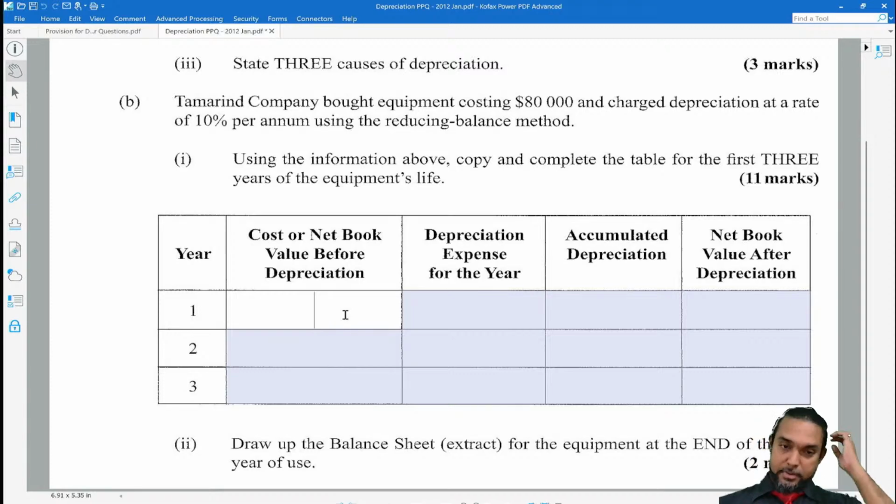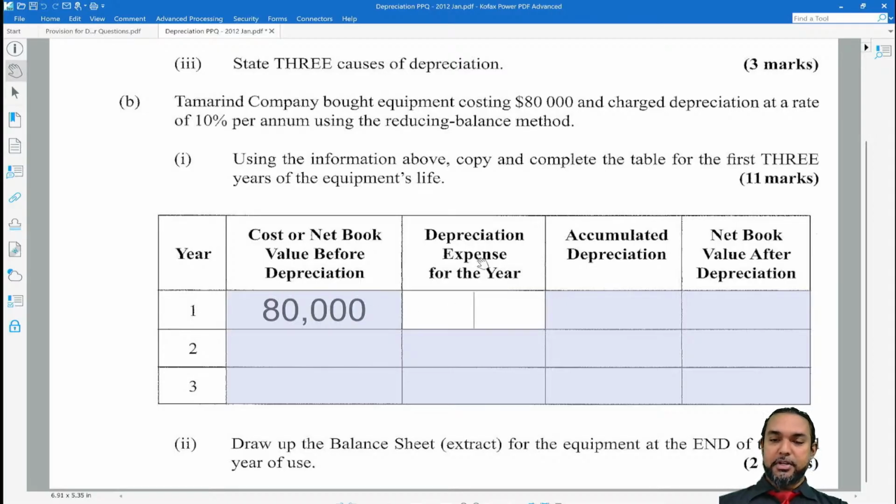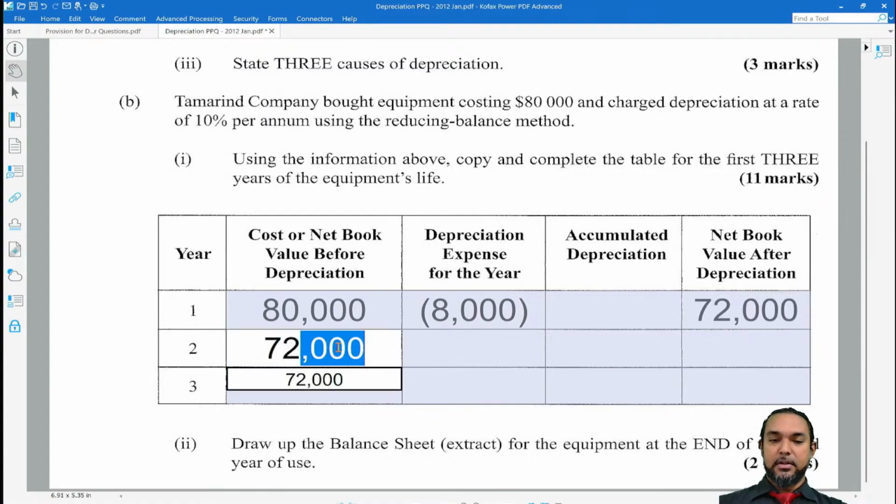All right, so let's start with this, right? The cost or NBV at the start of year one is 80,000, right? So it bought the equipment costing 80,000. Okay. Now the depreciation expense. What's the rate? The rate is 10%. So we find 10% of 80,000, that's just 8,000. Now again, we're going to bypass that third, well, technically fourth column for now. And the value after depreciation is the value at start minus the depreciation, in this case 72,000. And then the value at the end of year one becomes the value at the start of year two.